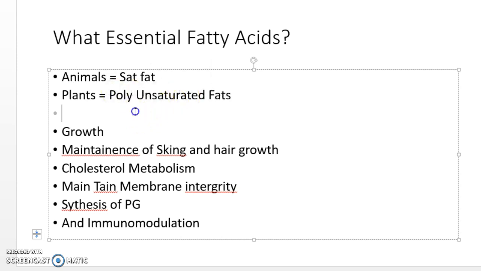And then the last one, which is not plants, is going to be fish. These can also produce unsaturated fats. So from these we get the essential fatty acids. This is the key. I just want to give you guys a brief overview there.